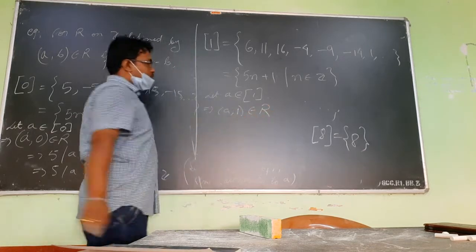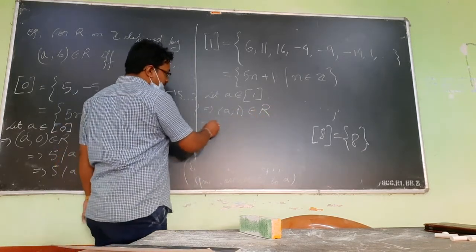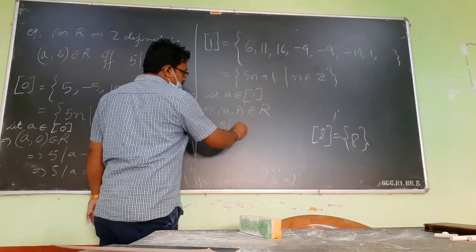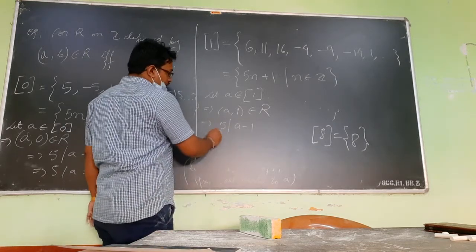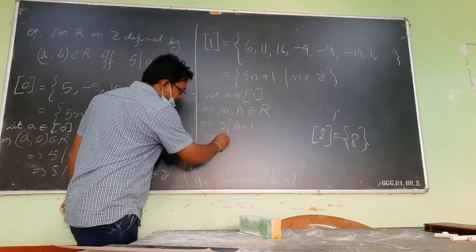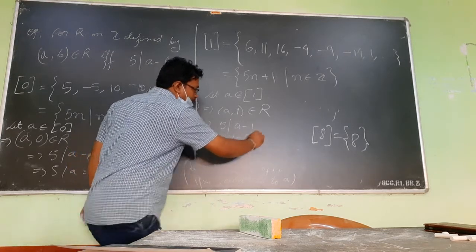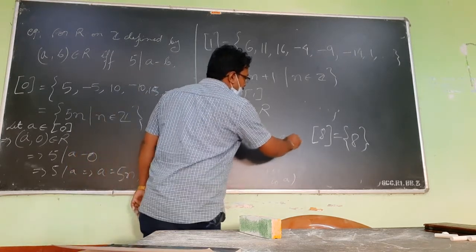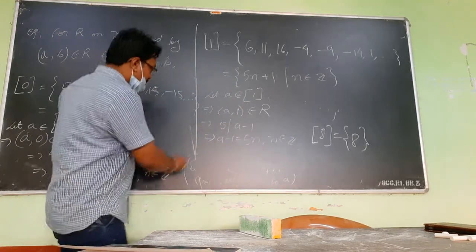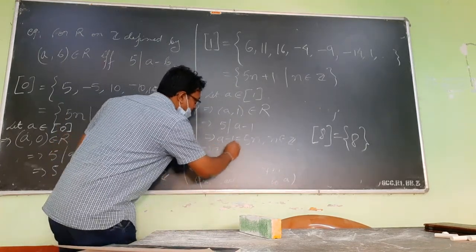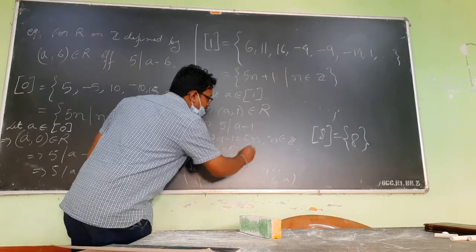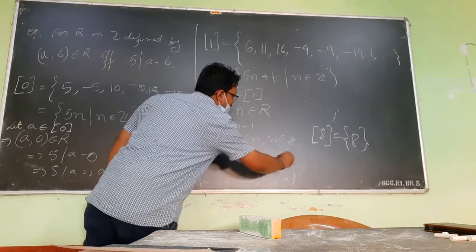(a, 1) belongs to R. This means that 5 divides a minus 1. So 5 divides a minus 1 means a minus 1 can be written as 5 into n, where n belongs to integers. So a can be written as what? a is written as 5n plus 1, where n belongs to integers.